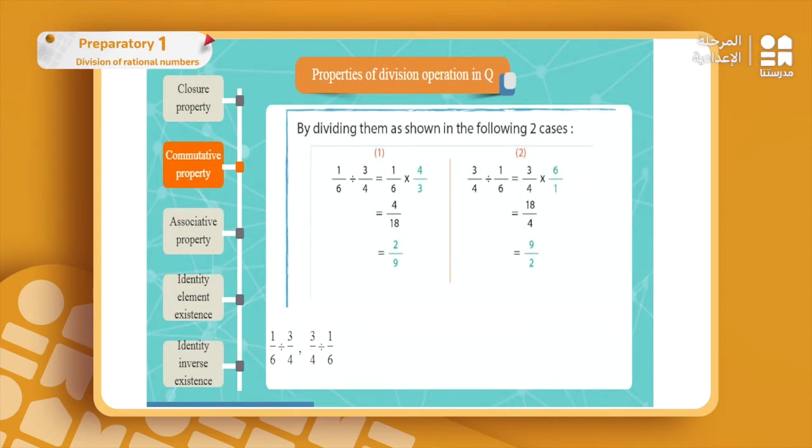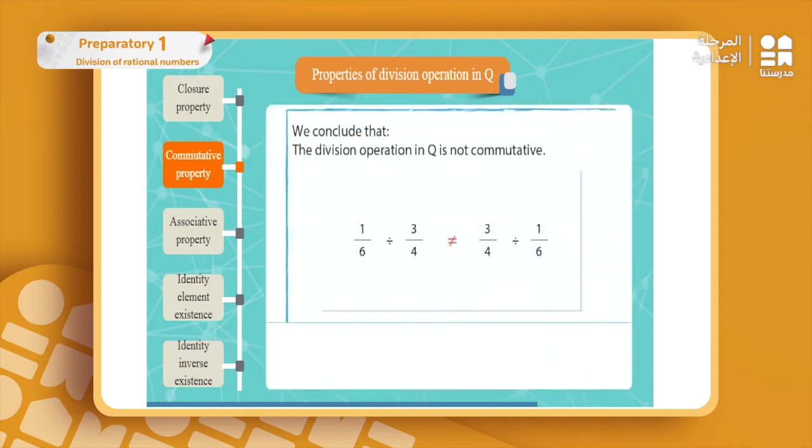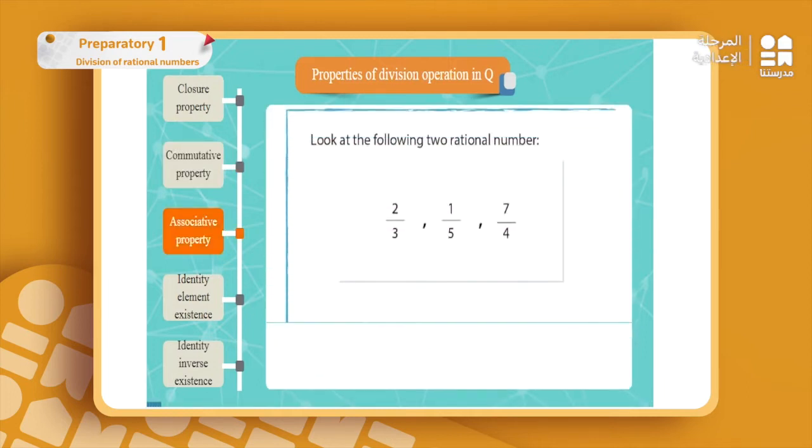In the first case, we divide 1 over 6 by 3 over 4, so we will multiply 1 over 6 by 4 over 3, then simplify the result to 2 over 9. While in the second case, we divide 3 over 4 by 1 over 6, so we will multiply 3 over 4 by 6 over 1, then simplify the result to 9 over 2. So, we have two different results from the division operations, which means that 1 over 6 divided by 3 over 4 does not equal 3 over 4 divided by 1 over 6.